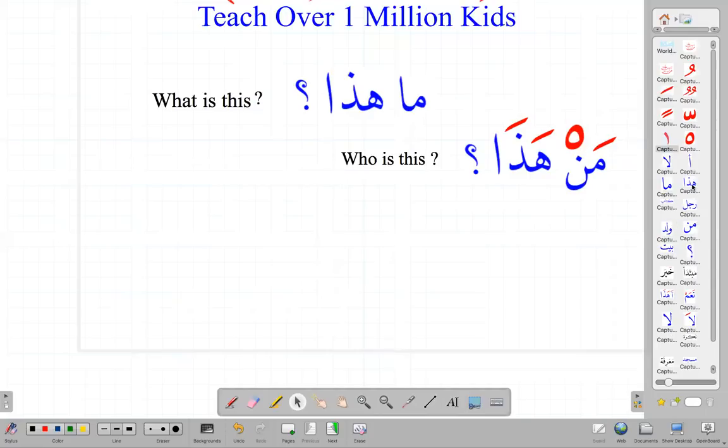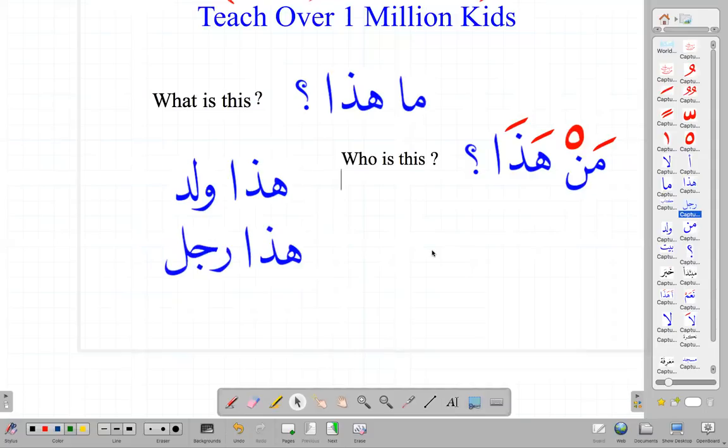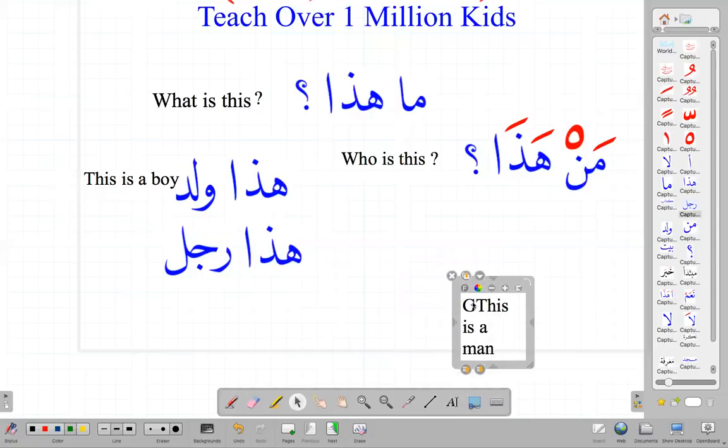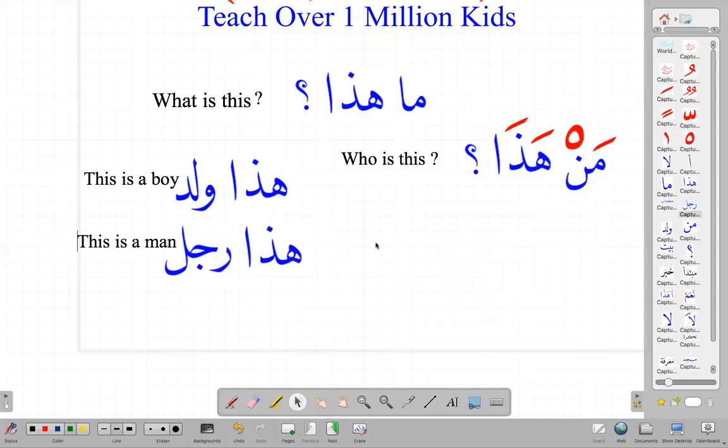Okay? So we can say هذا ولد, هذا رجل. Okay? هذا ولد, هذا رجل means this is a boy, this is a man. This is a boy, هذا ولد, and this is a man. MashaAllah, good. Okay, so we have here three questions that we learned today.